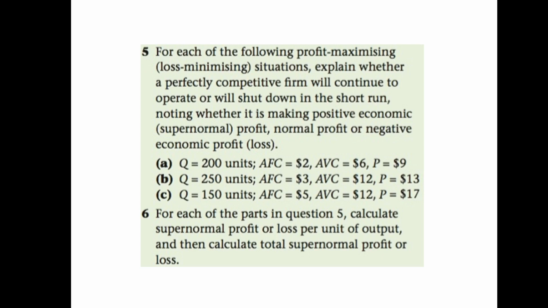Okay, if they produce, but think about the total fixed cost. What is the total fixed cost in question B? $750. Okay, and if you do not produce, if you shut down, you will have to pay $750. And if you produce, you only lose $500. So of course you are going to keep producing, right? Because you lose less if you produce. Cool? Okay, so that's B.